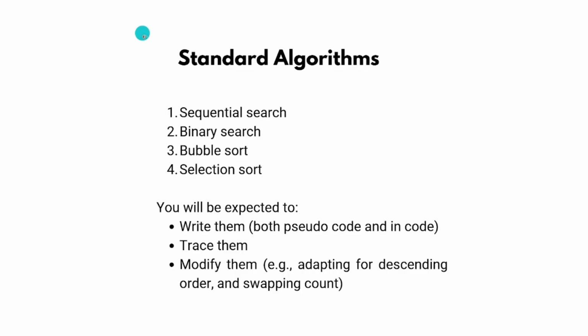Okay, so standard algorithms basically is IB's umbrella term for these four algorithms. That includes sequential search, binary search, bubble sort, and selection sort. We'll be going over this in detail in the later slides.